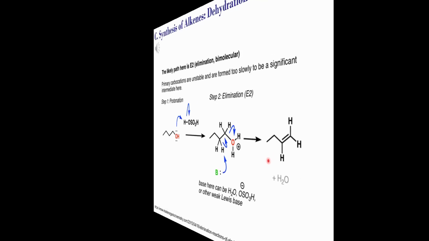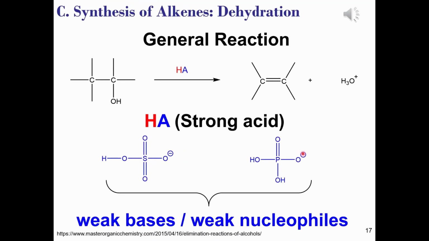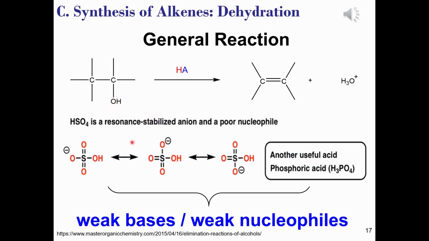strong acid. To add some more detail to this, the reaction of the alcohol with a strong acid, like either sulfuric acid or phosphoric acid, is not an accidental choice, and this causes elimination rather than substitution. The alcohol is protonated and becomes a good leaving group. However, when we think about the conjugate base of sulfuric acid, this is hydrogen sulfate. It's a weak base, but more importantly, it's not a good nucleophile.